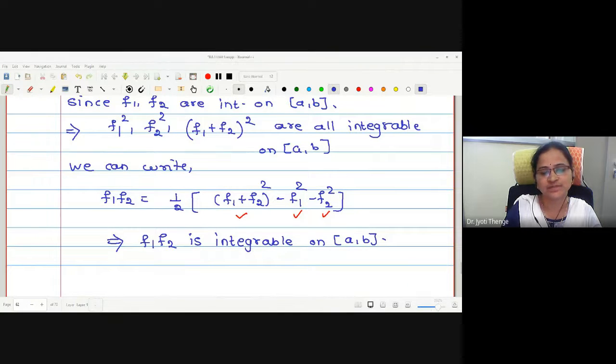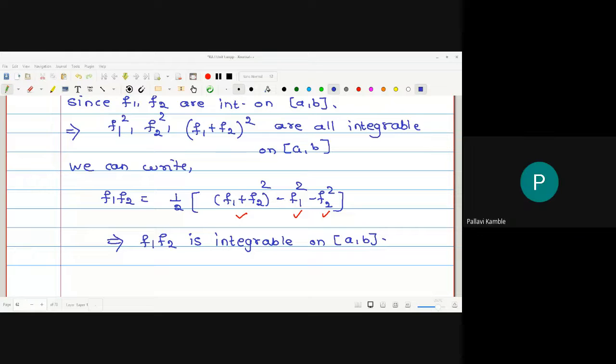Yes, students. Any difficulty with the proof of this product of integrable functions is integrable? आहे का कोणाची अडचण? Hello? No, ma'am. No, ma'am.